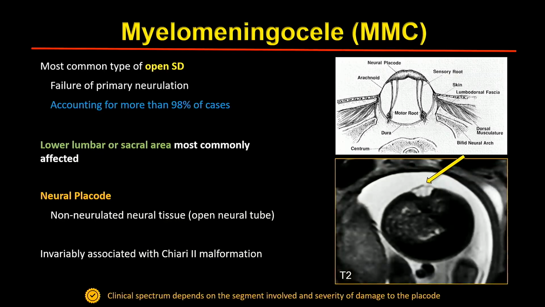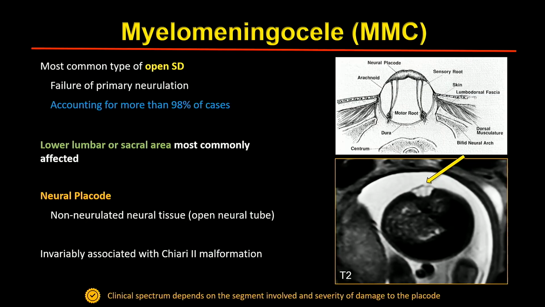Okay, let's start with myelomeningocele, which is the most common type of open spinal dysraphism. Again, it's a failure of primary neurulation and accounts for 98% of open spinal dysraphism. The lower lumbar and sacral area is the most commonly affected. Now, these patients don't have a distal cord. They don't have a conus. They don't have a filum. What they have is a neural placode.